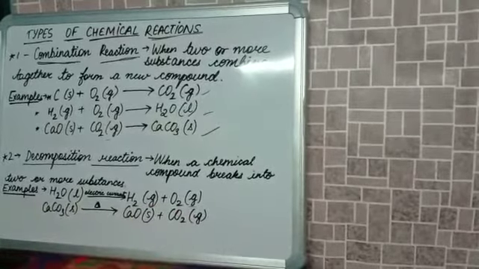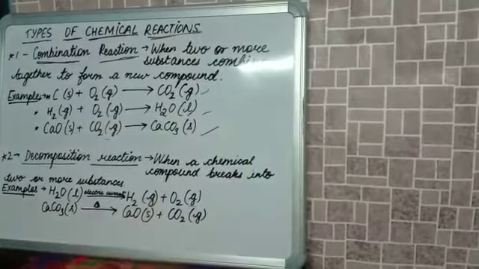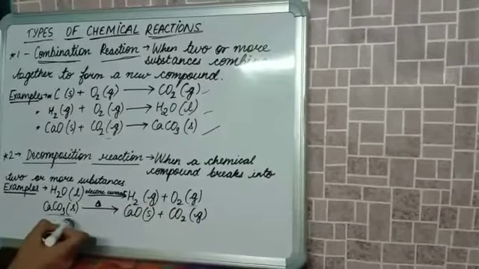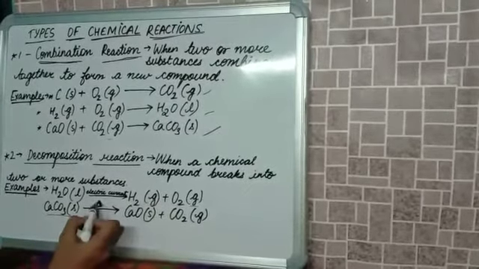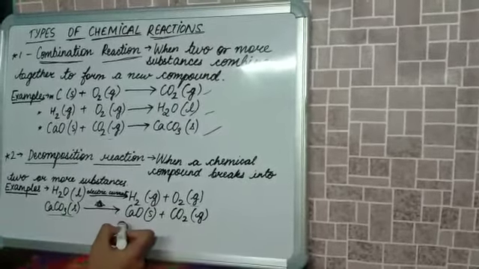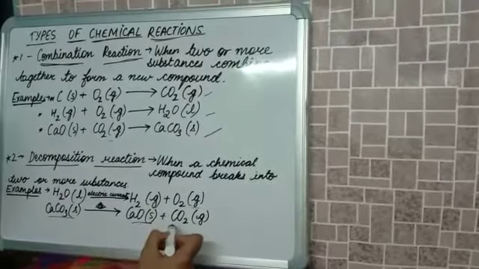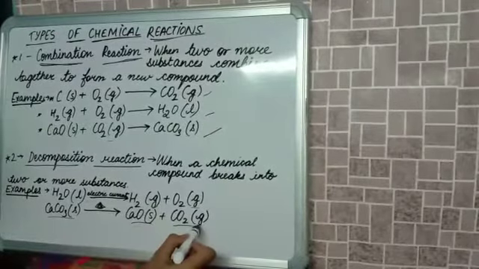is again a gas. Now one more example we have is calcium carbonate, which is in solid state, and we heat it. The symbol is used to represent the heat, and it decomposes to give CaO, calcium oxide, and CO2, which is again in gas form.